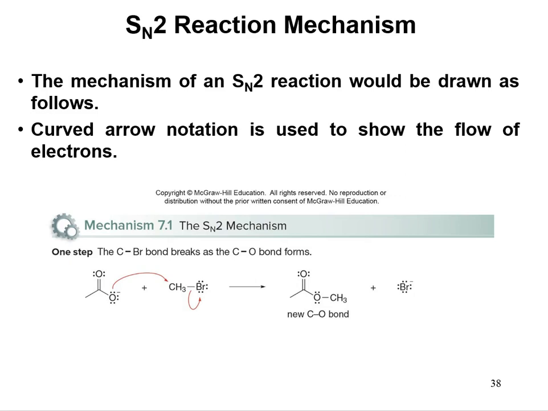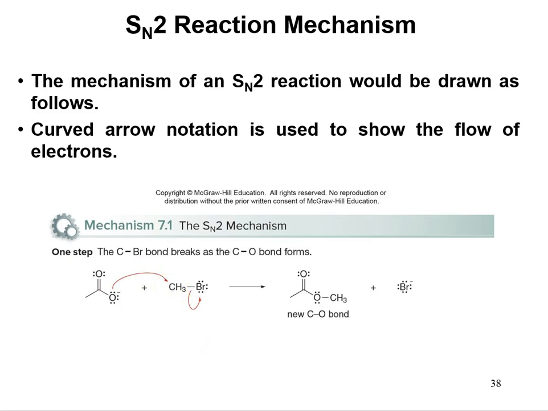This part of Chapter 7 will focus on the two major substitution type reactions, SN1 and SN2. Beginning with the SN2 mechanism, you can see that it occurs all in one step, which means the carbon-bromine bond breaks at the same time that the negative charge on the oxygen nucleophile is donating electrons to the partially positive carbon.